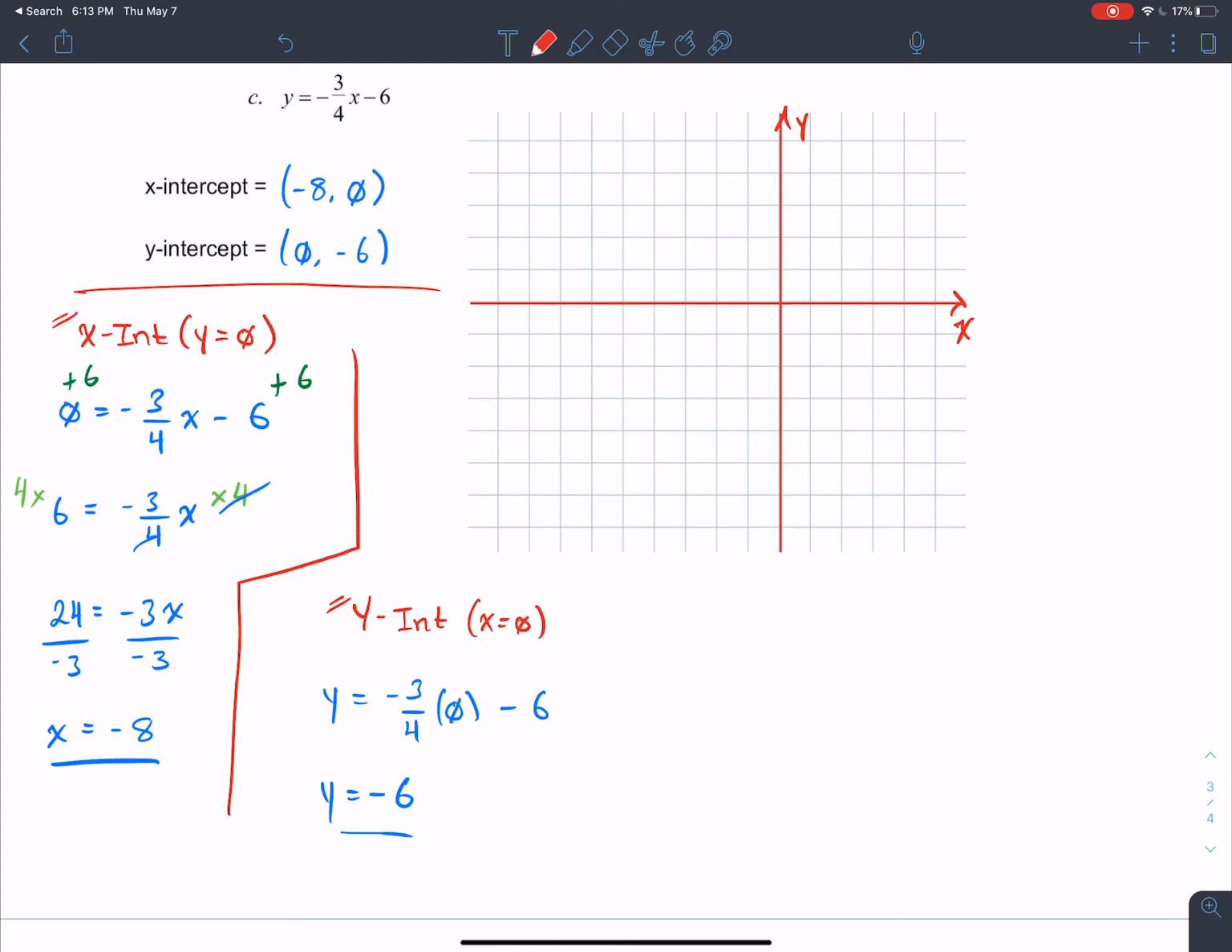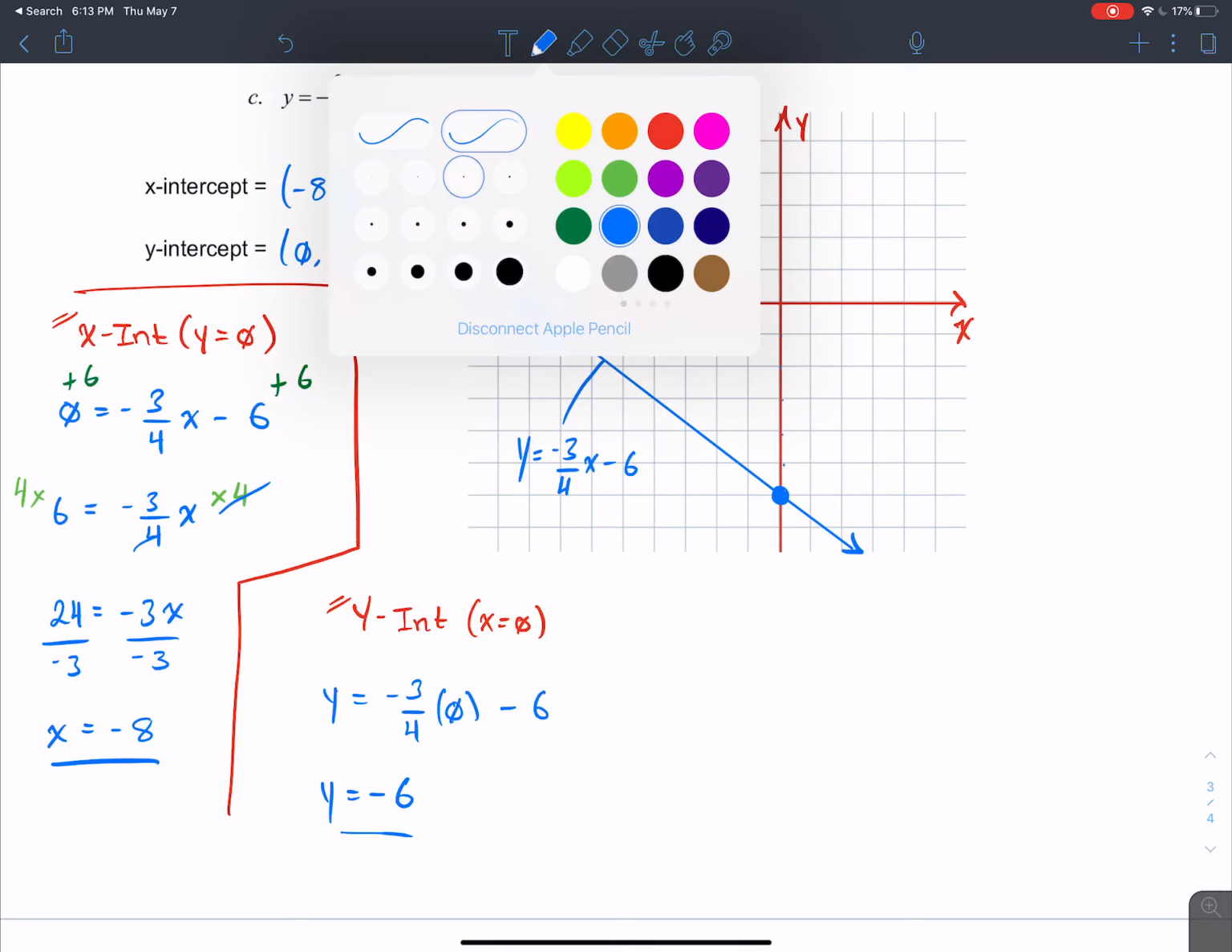Okay, so let's plot the x one first. We have negative 1, 2, 3, 4, 5, 6, 7, 8. So there's our 8. And let's plot our y, which was negative 6. 1, 2, 3, 4, 5, 6. And we'll draw our connecting line between each one. And then I'll just extend it out to show that it is going in both directions all the way to infinity and negative infinity. And we'll label this y equals negative 3 over 4 x minus 6.